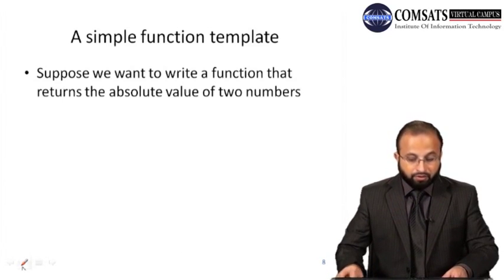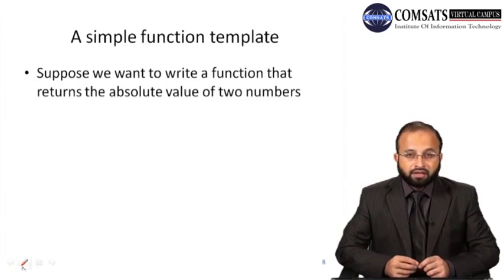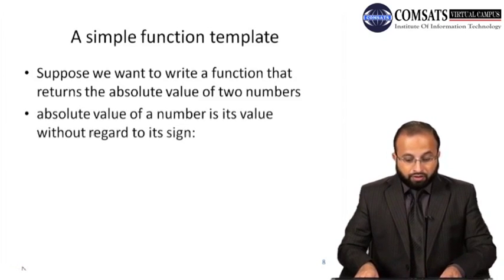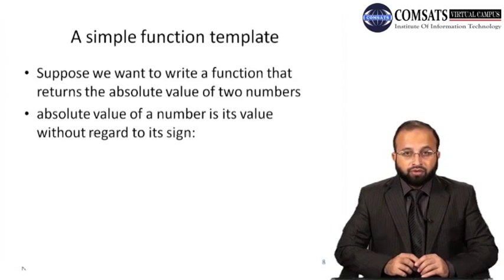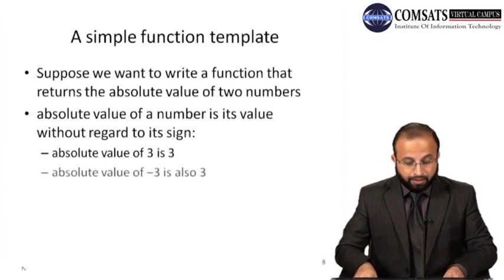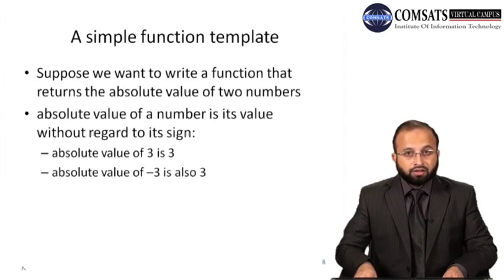In fact, तो हम उसको एक नंबर पास करेंगे, एक सिंगल नंबर, और वो हमें रिटर्न करेगा उसकी एब्सोल्यूट वैल्यू, उस नंबर की एब्सोल्यूट वैल्यू. सो एब्सोल्यूट वैल्यू ऑफ अ नंबर इज इट्स वैल्यू विदाउट रिगार्ड ऑफ इट्स साइन. सो इफ आई पास अ नंबर 3 टू दैट फंक्शन, द एब्सोल्यूट वैल्यू ऑफ 3 इज 3 एंड द एब्सोल्यूट वैल्यू ऑफ -3 इज आल्सो 3.